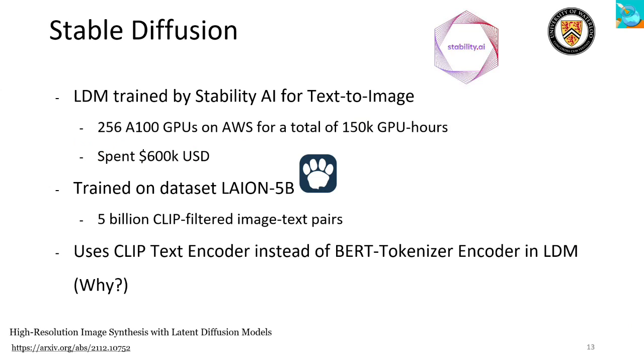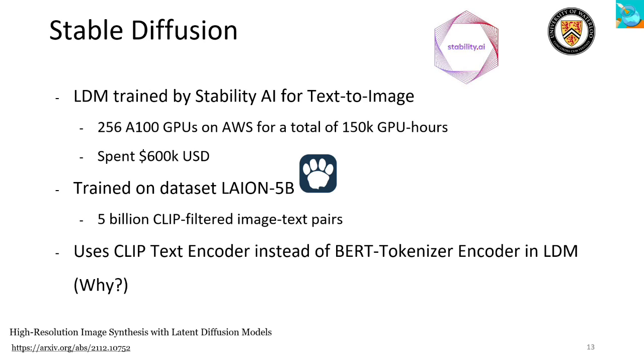Then what is Stable Diffusion? Stable Diffusion is actually an LDM trained by Stability AI for text-to-image purposes. They trained on 256 to 800 GPUs on AWS for a total of 150K GPU hours. They spent almost 600K USD on it.